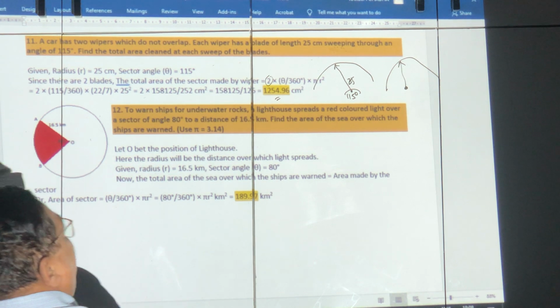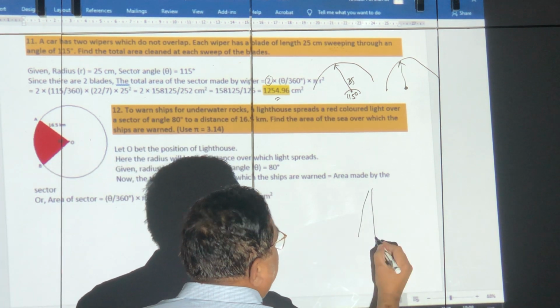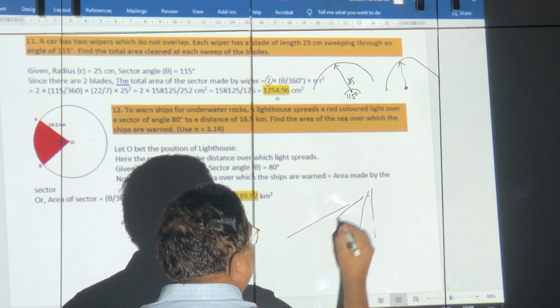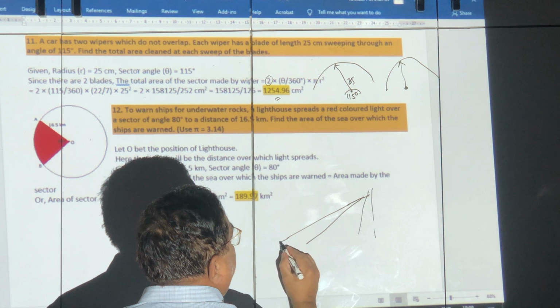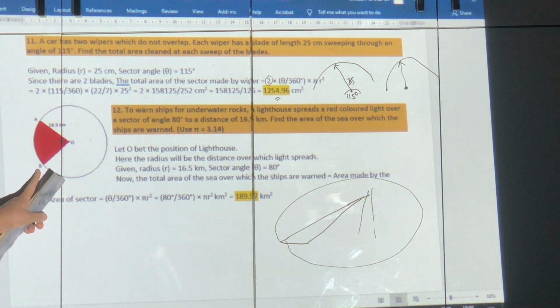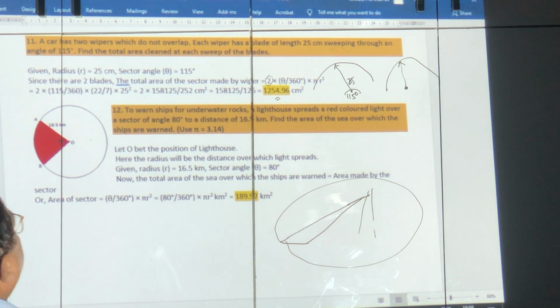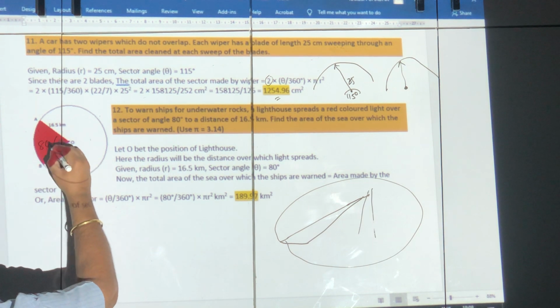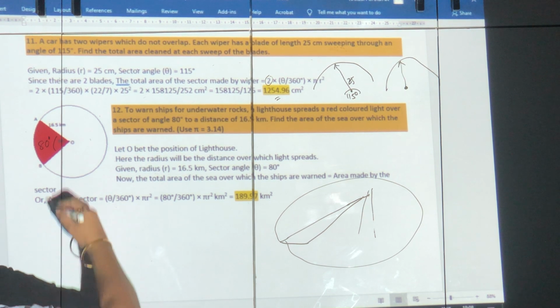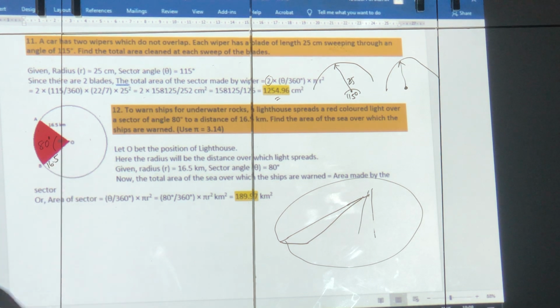Now this is a lighthouse. My friend, a lighthouse is like this, and it has got a source of light. The source of light falls on the water like this. It falls on the water, so it covers a sector. This is what we are shown in 2D, that's like 3D. Now, the angle is 80 degrees. And the light it can go is 16.5. That is the radius, the maximum it can go.